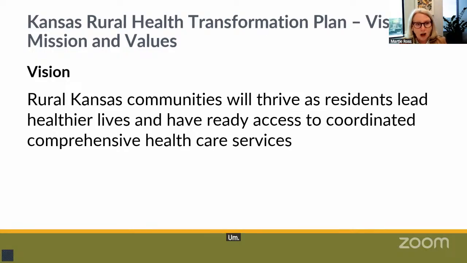So this is a draft. We'd love your reactions to this, but the vision is proposed, again, just this is for you to react to, is rural Kansas communities will thrive as residents lead healthier lives as they have ready access to coordinated and comprehensive healthcare services.